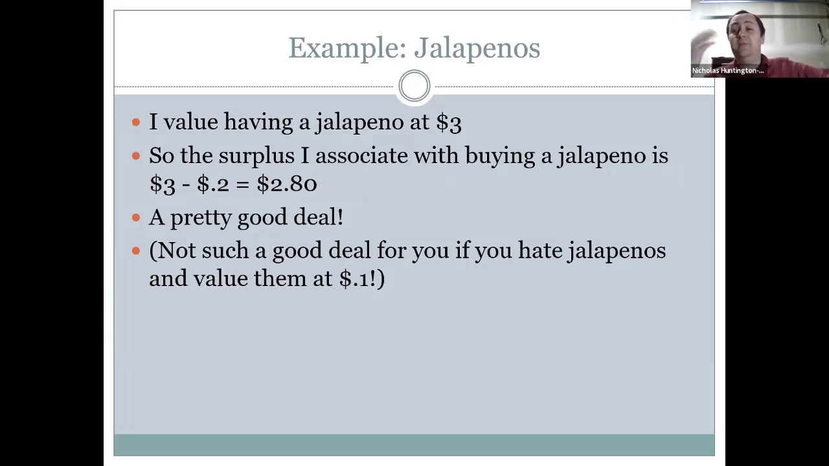If you offered me a jalapeno or $3, which one would I pick? Or let's say jalapeno or $2. Well, if you were offering me $2 or a jalapeno and I'd rather take the jalapeno, that tells you that I value having that jalapeno at more than $2, right? No, I'll still take the jalapeno.